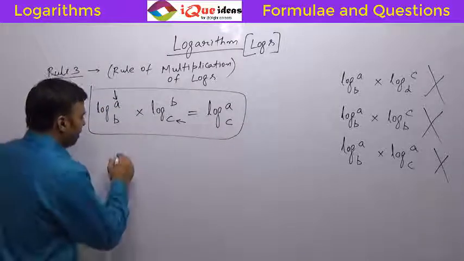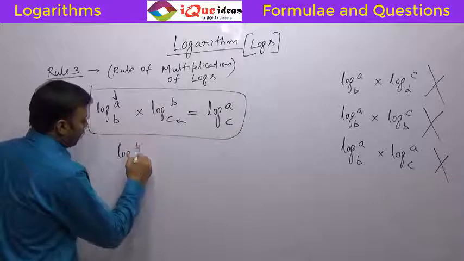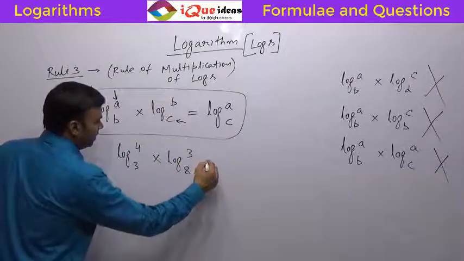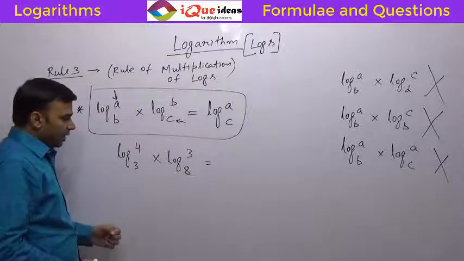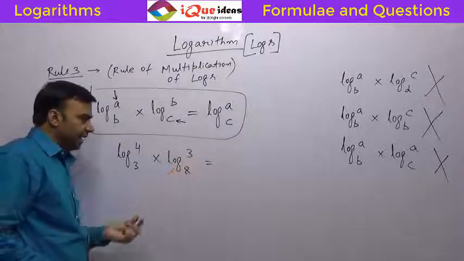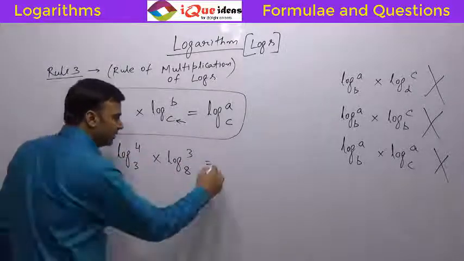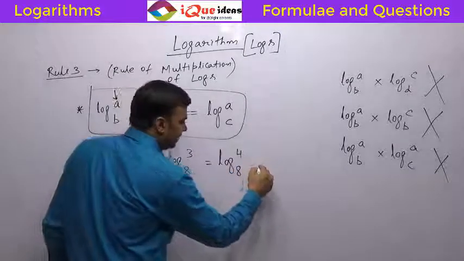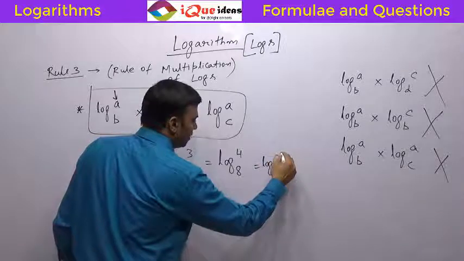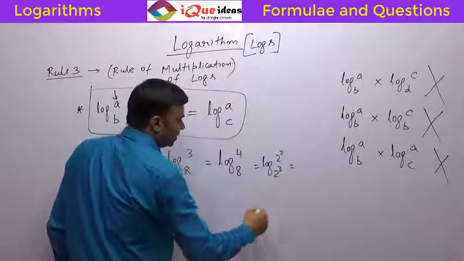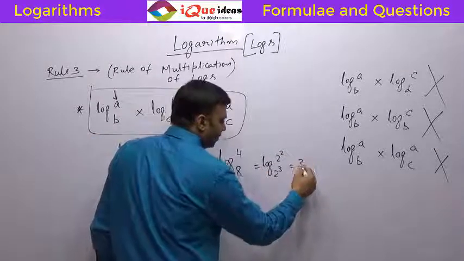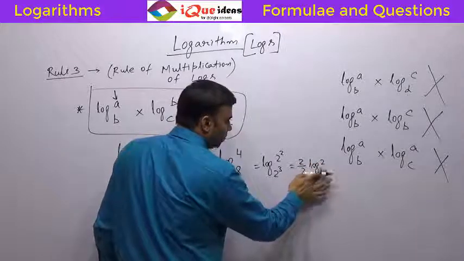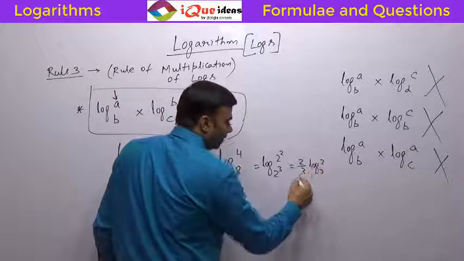So if I have log of 4 to the base 3 into log of 3 to the base 8, how much is it? Let's see. Here you can see this 3 and this 3 are the same, so they get eliminated, and the final answer will be log of 4 to the base 8. Then you can further simplify it. It is log of 2 squared to the base 2 cubed, so the powers 2 and 3 come outside, and inside we have log 2 to the base 2. Log 2 to the base 2 is 1. So the final answer is 2 by 3.